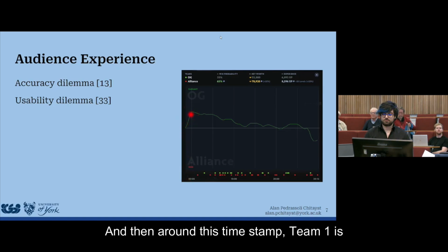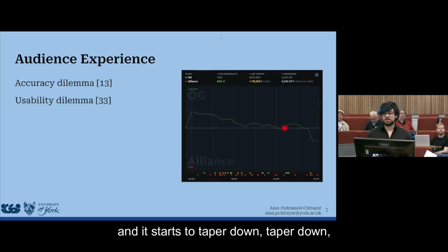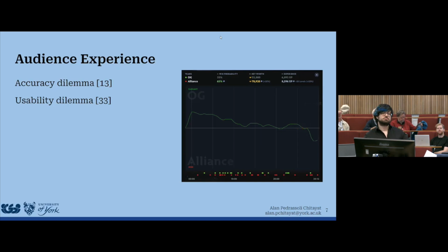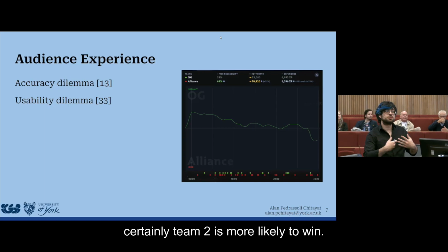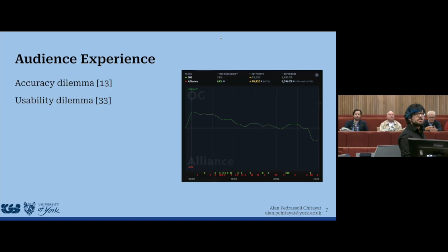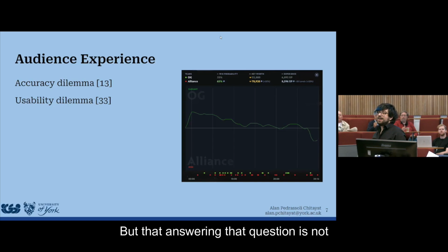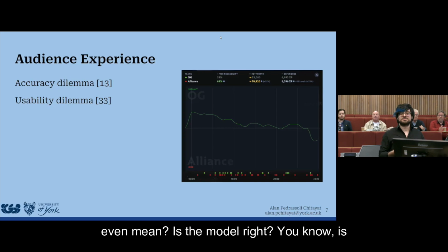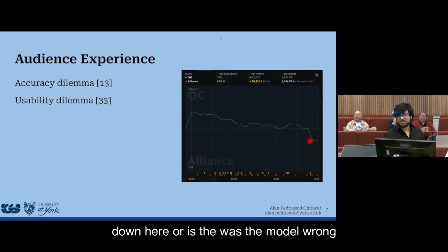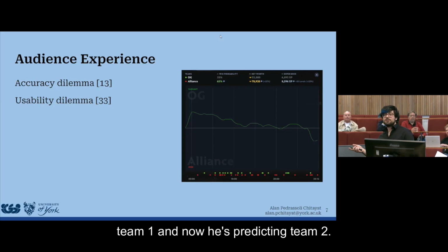Then around this timestamp, Team 1 is very likely to win, and it starts to taper down until you reach about here, where something happens. What this something is doesn't matter right now, but something happens, and then suddenly Team 2 is more likely to win. So then the question is: is the model right? But answering that question is not exactly easy, because what does that even mean? Is the model right down here? Or was the model wrong here, because there it was predicting Team 1, and now it's predicting Team 2?